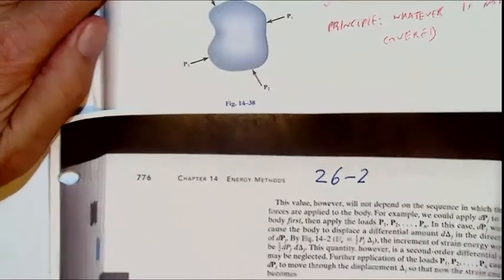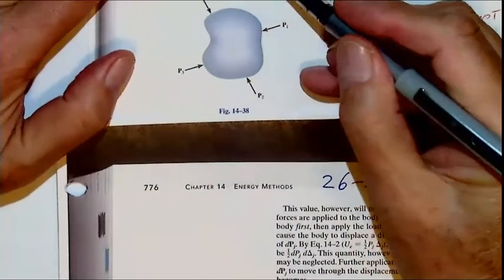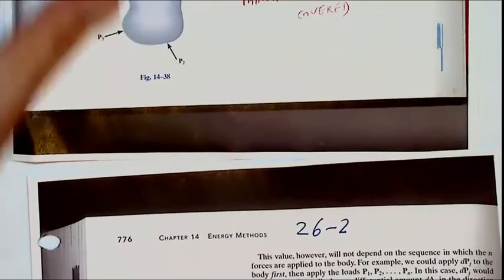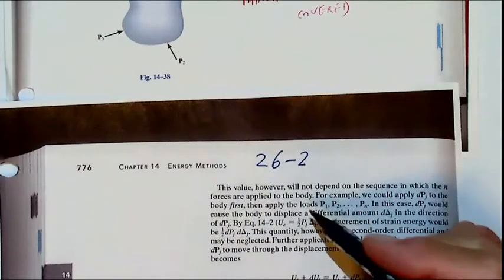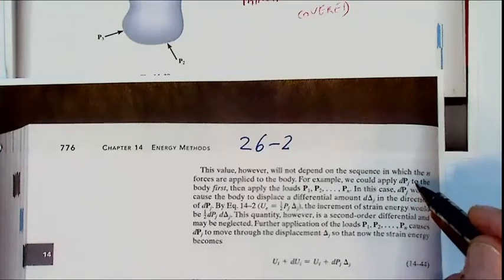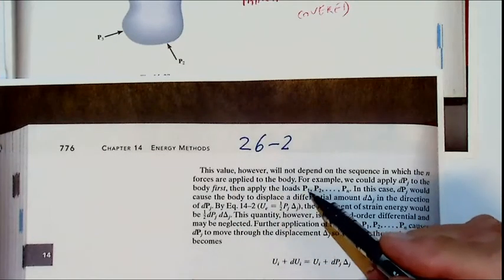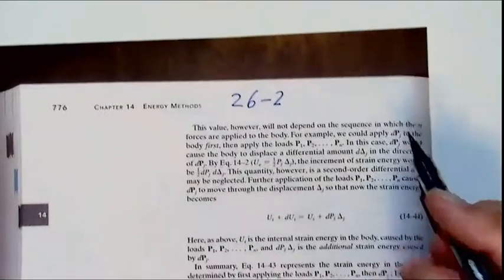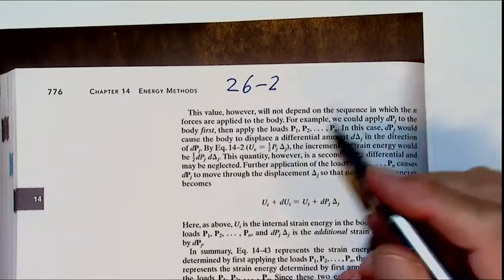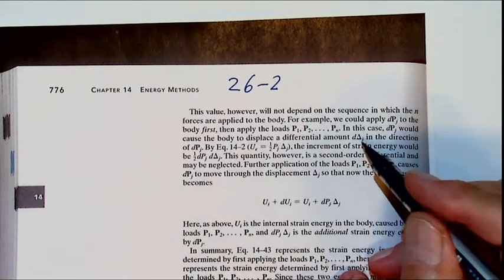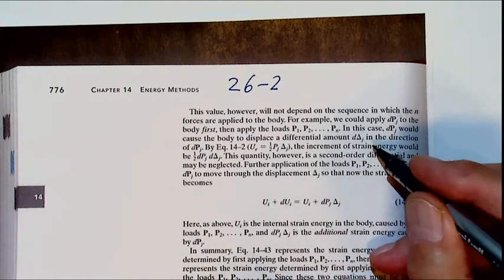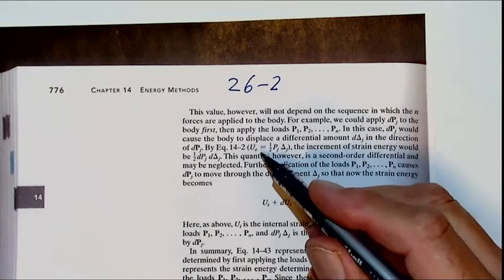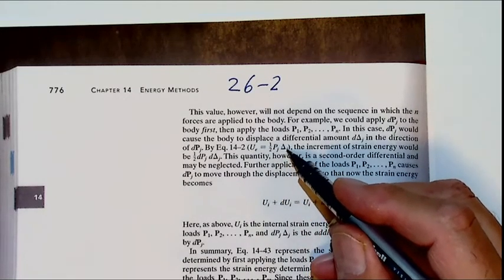This value, however, this value means this one, this expression, will not depend on sequence in which the n forces are applied to the body. For example, we could apply dP sub j to the body first, then apply the loads P1, P2, P sub n. Okay? In this case, this dP sub j would cause the body to displace a differential amount d delta j in the direction of dP sub j. Okay, by virtue of the external work, then equals 1/2 P sub j delta j.